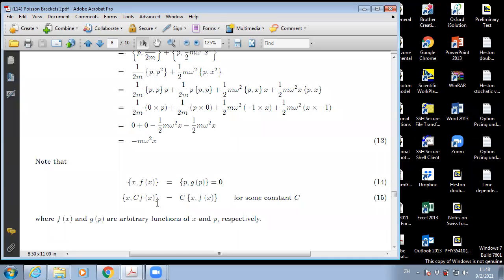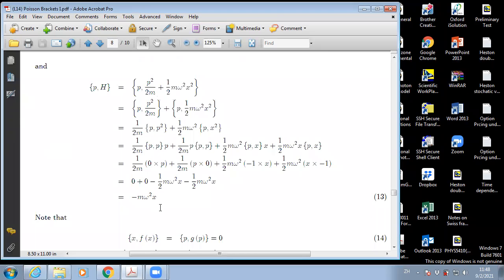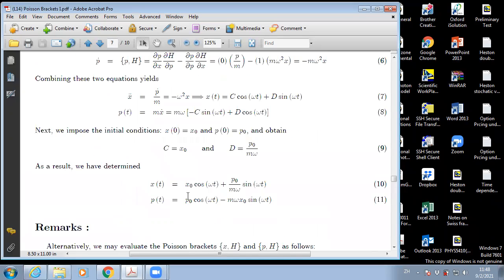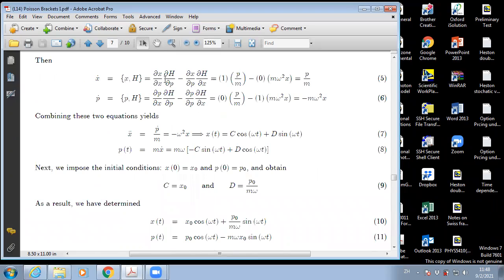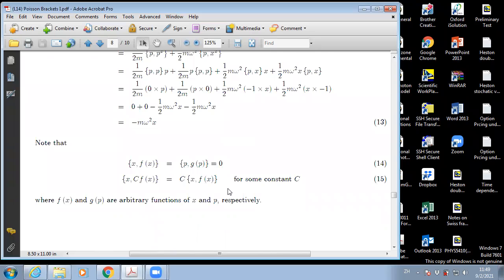So again, we obtain two coupled first order differential equations, all right? Okay, and then we have to solve the two coupled first order differential equations as shown before, as shown in equation 5 to equation 9, equation 11. Okay, so there are two ways to determine the Hamilton's equation.